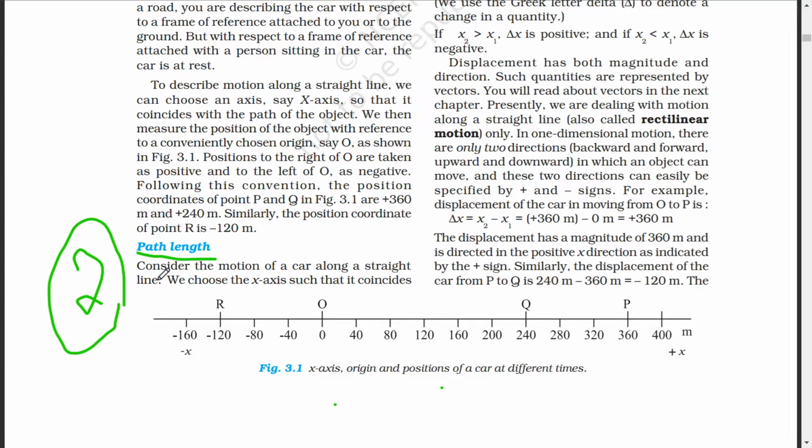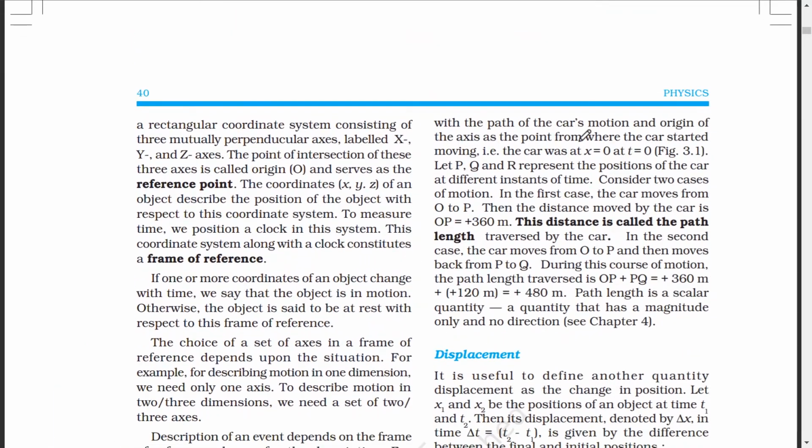So, consider the motion of a car along a straight line. We choose the x-axis such that it coincides with the path of the car's motion, and the origin as the point where the car started moving. That is, the car was at x equal to 0 at t equal to 0. Let PQR represent the position of the car at different instants of time. Consider two cases of motion. In the first case, the car moves from O to P. Then the distance moved by the car is OP equal to plus 360 meter. This distance is called the path length traversed by the car.